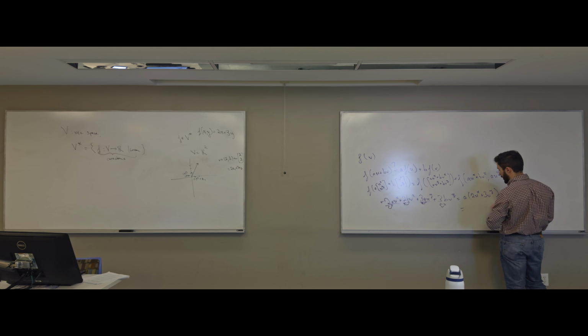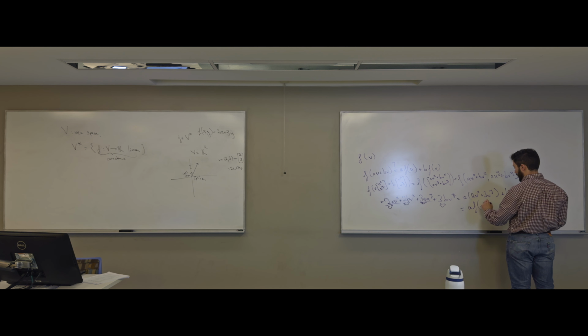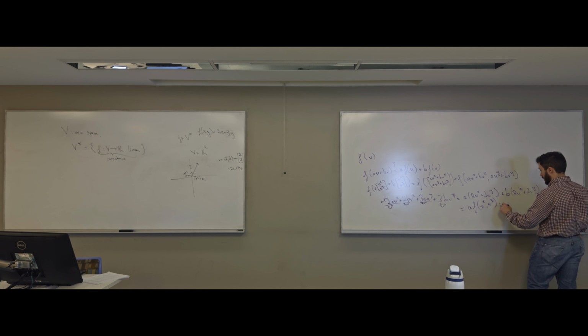And of course you can see this is A times f of ux, uy, plus B times f of vx, vy, which is A times f of u plus B times f of v, and you're done. So you checked it.